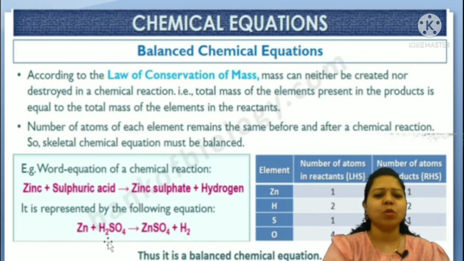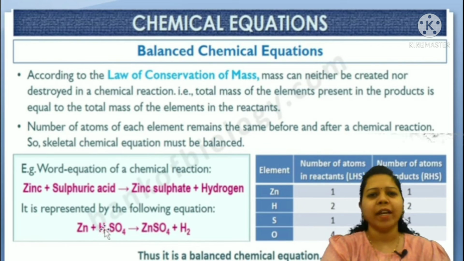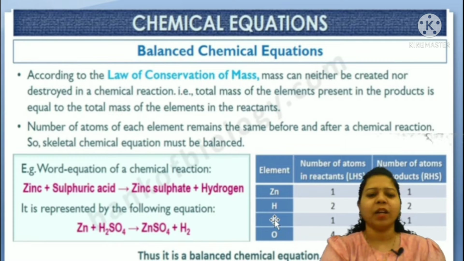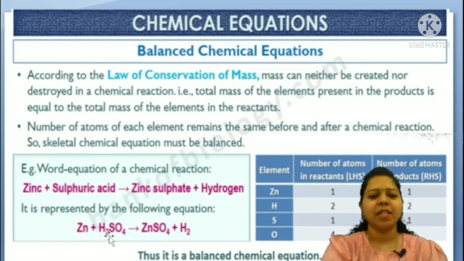Hydrogen, how many hydrogen atoms? 2 hydrogen at LHS and 2 hydrogen at RHS. Now see third, that is sulfur. How many sulfurs on both the sides? On both the sides sulfur is 1, 1. And last, that is oxygen. They are also 4, 4 on both the sides.